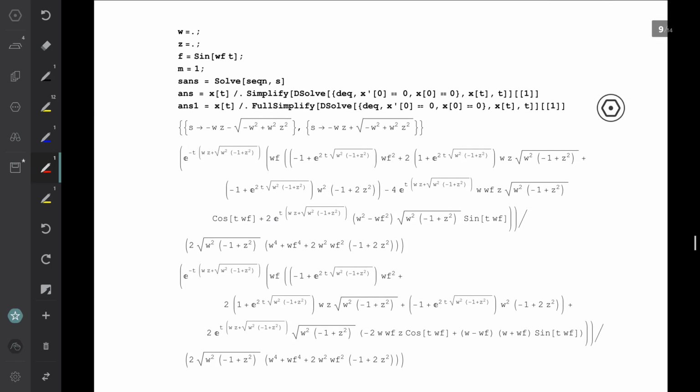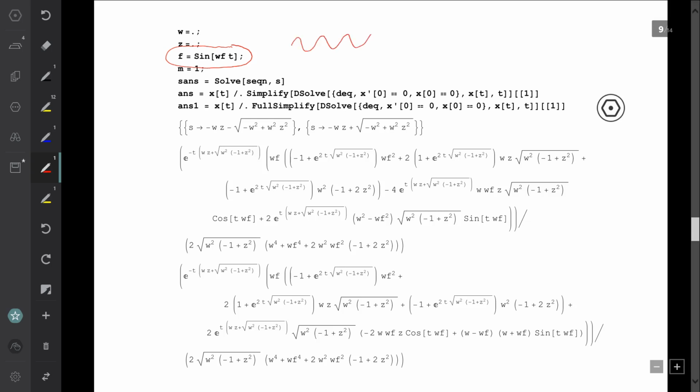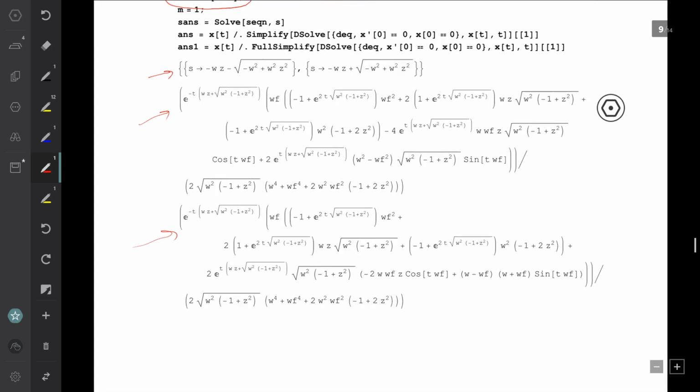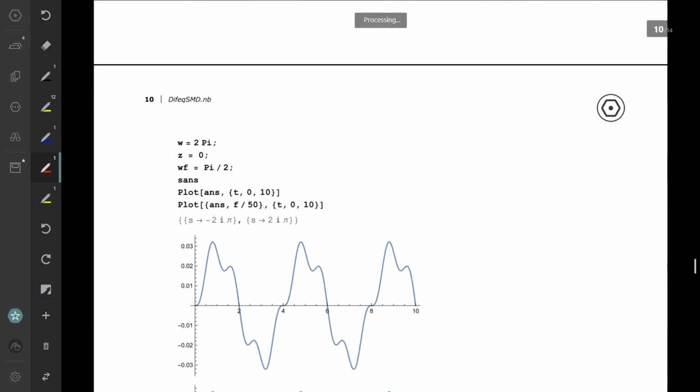Okay, so now what's going to happen is I'm going to shake it. So now instead of having a constant force, I'm going to have a sinusoidal force, something like this. So it shakes it back and forth, similar to your ceiling fan thing. And so here's the solution to the S equation. Here's the differential equation solution. Here's the other differential equation solution. They look different, but I'm going to try to show you that they're the same.